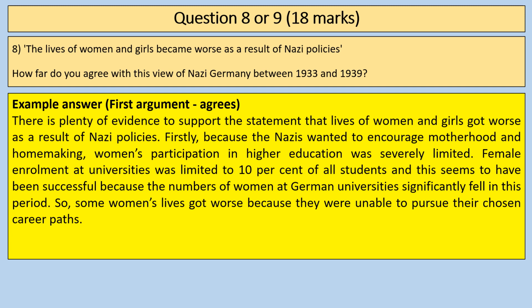Okay, so the first argument that agrees is there is plenty of evidence to support the statement that the lives of women and girls got worse as a result of Nazi policies. Firstly, because the Nazis wanted to encourage motherhood and homemaking, women's participation in higher education was severely limited. Female enrolment at universities was limited to 10% of all students, and this seems to have been successful because the numbers of women at German universities significantly fell in this period. So women's lives got worse because they were unable to pursue their chosen career paths.